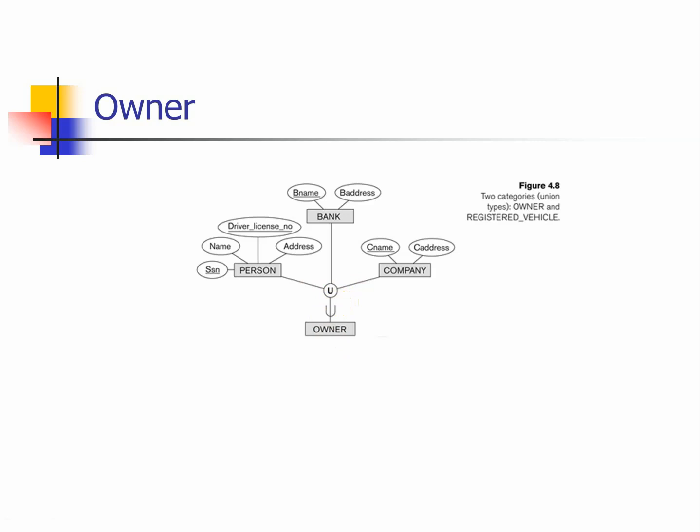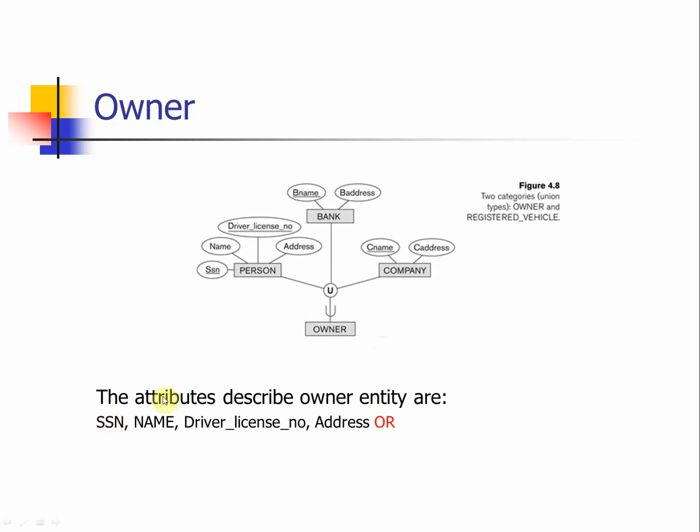So when I'm asking what are the possible attributes describing the owner, here is the answer. The attributes describing owner entities come, first of all, from the person. So it can be social security number, name, driver license number, address, or the attributes coming from the bank, including the bank name, bank address, or attributes coming from the company. So that "or" concept is a very important thing to focus on.